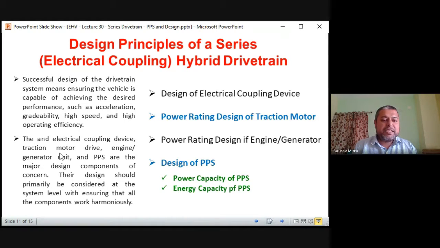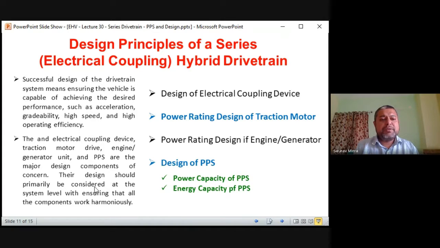Electrical coupling device, traction motor drive, engine generator, PPS. So these are the four design things in our syllabus. Electrical coupling, which is not mentioned in your syllabus, but we'll do that and questions will be asked on this. Then traction motor drive, engine generator and PPS. So these are the four things we are going to see.